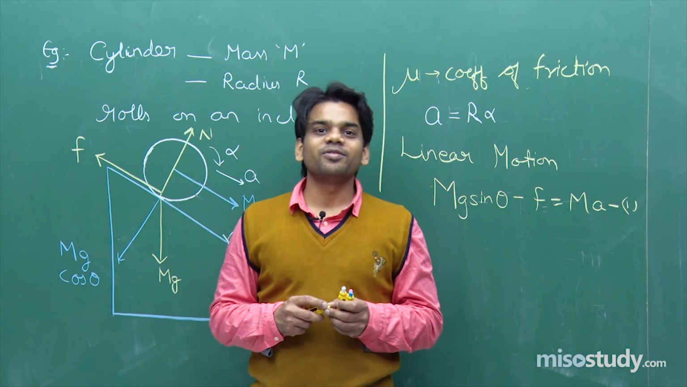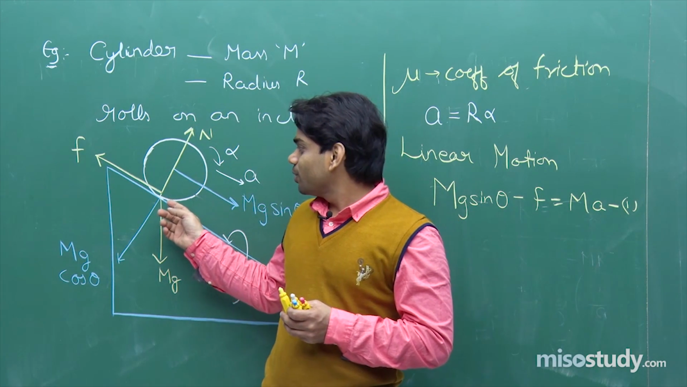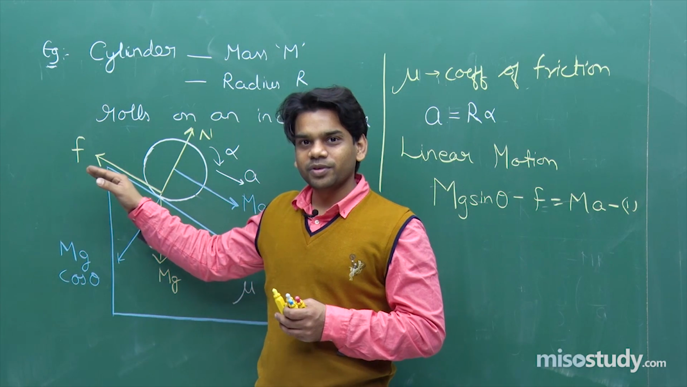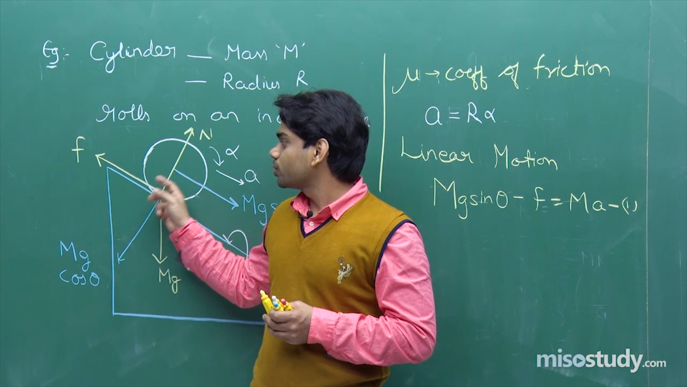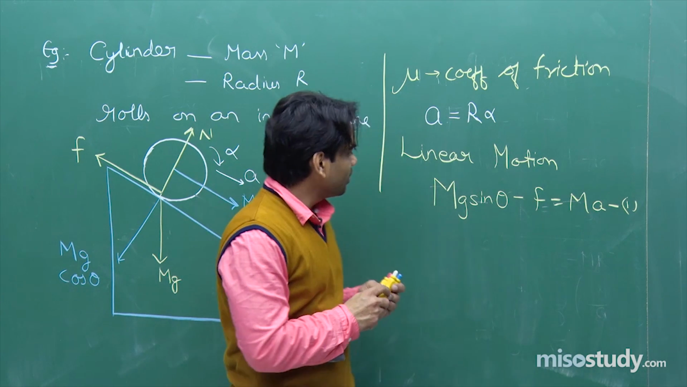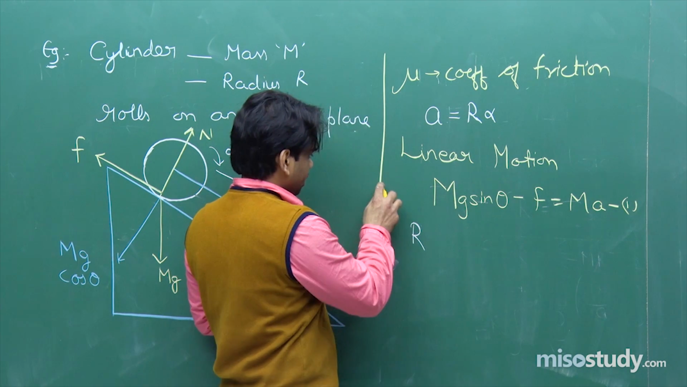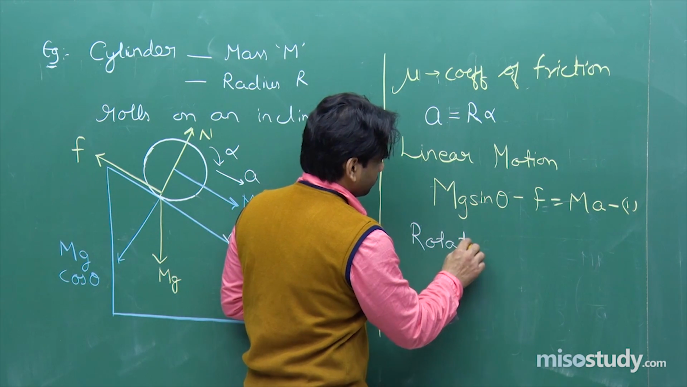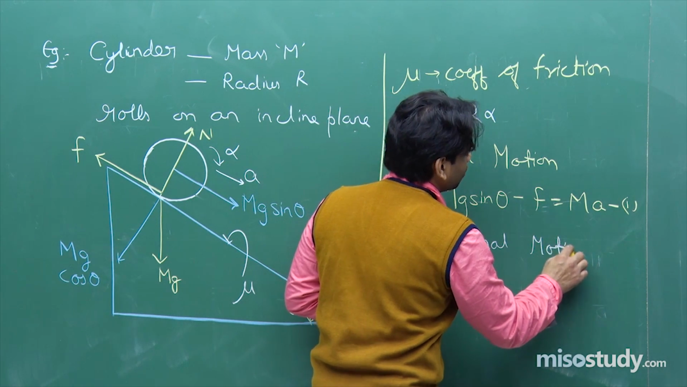The second equation will be due to the rotational motion. You see here, the rotational motion will be only due to the frictional force. Friction force is acting here. So the torque developed due to the friction force will be equal to F into R. So let me mark here, in the rotational motion case, checking its rotational motion: the torque acting due to the frictional force.